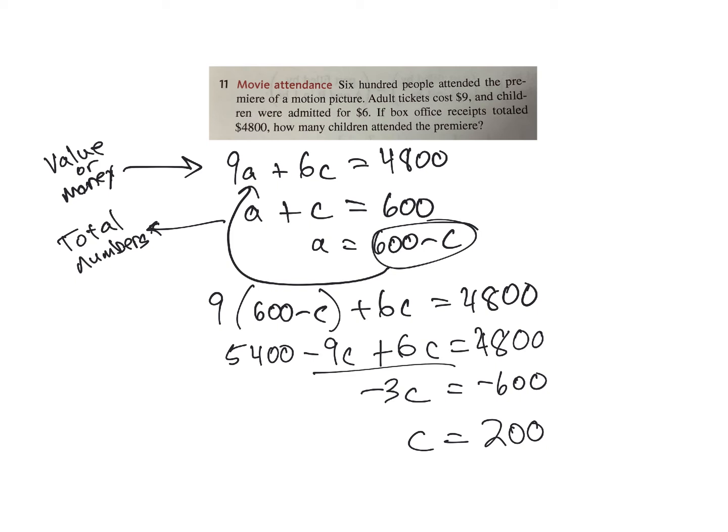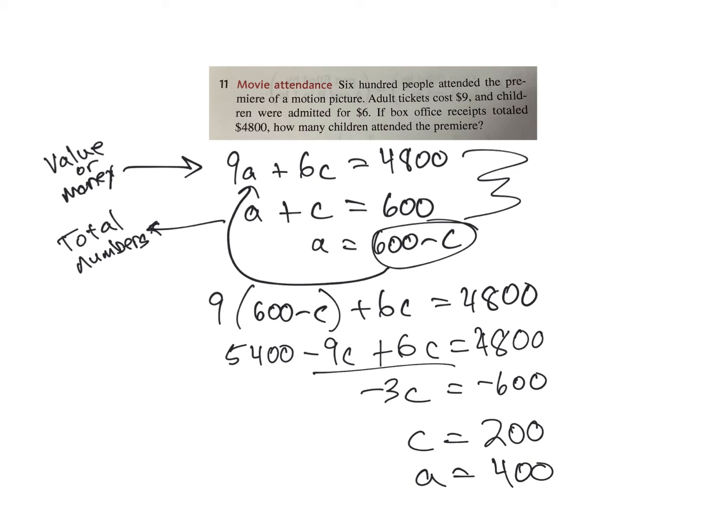So there are 200 children. How many adults are there? If there are 600 people there, 200 are children. That means 400 are adults. Tough problem, but this has happened in almost every math book you've had. You just probably weren't ever assigned it.